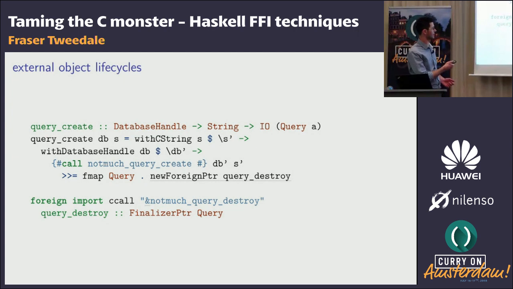This foreign import declaration with the ampersand there is importing a function pointer. So rather than an actual routine that we can call, this is just importing the address of this function, which is what we need to have a finalizer pointer that we can attach to a foreign pointer and allow Haskell's garbage collector to call.